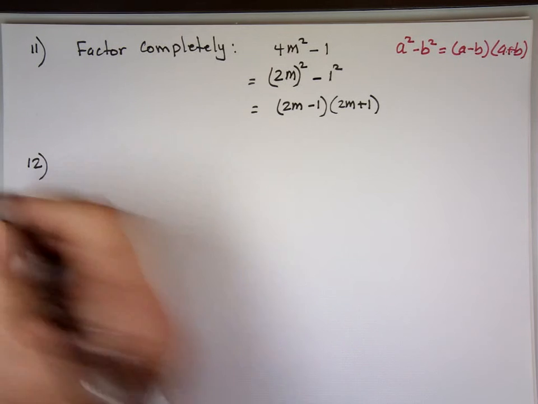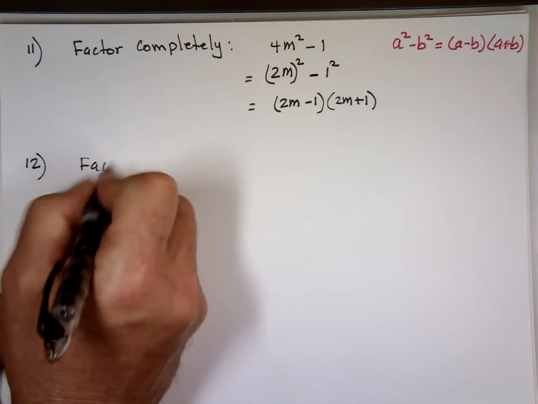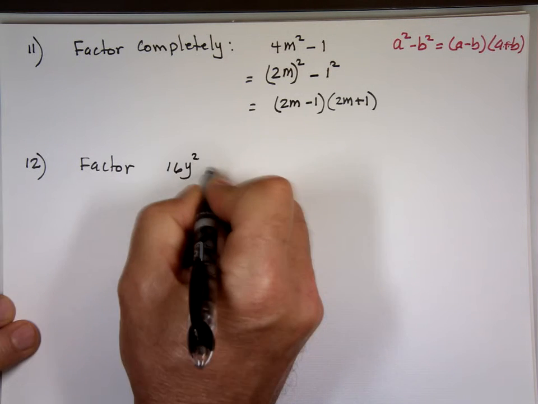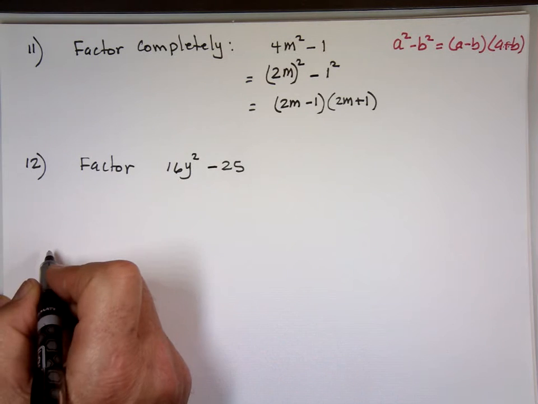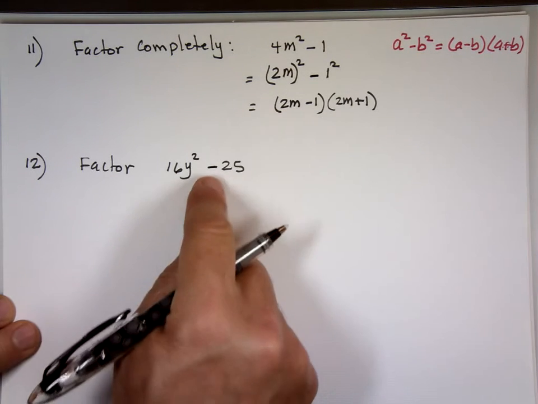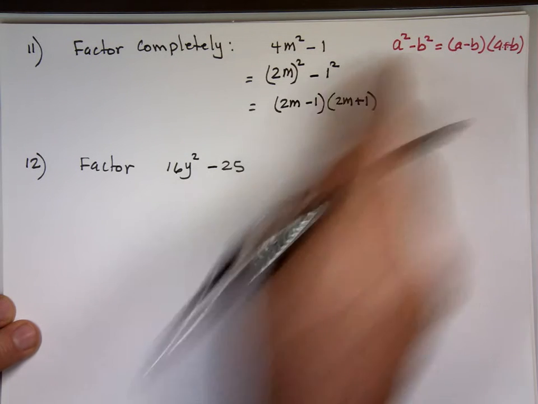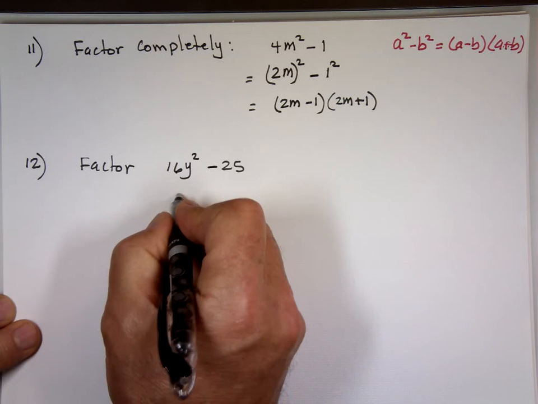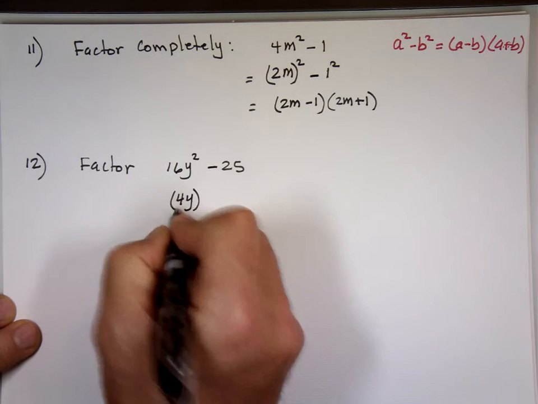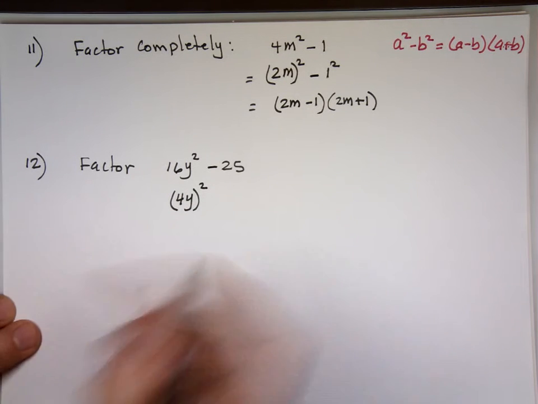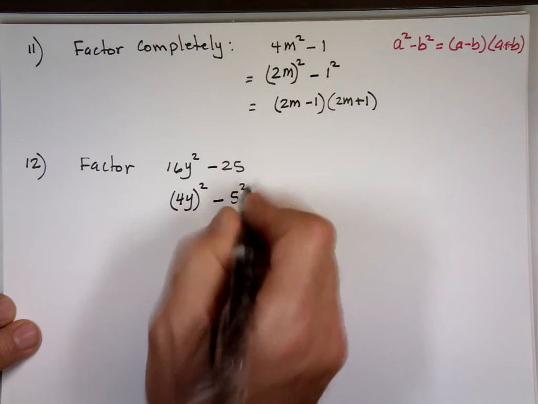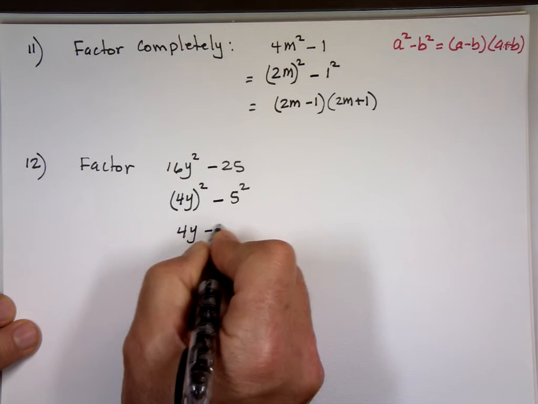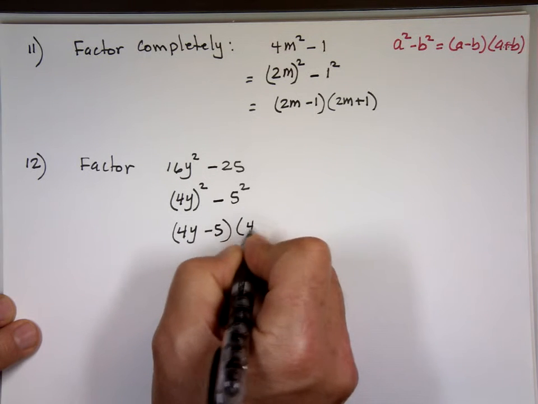On the same idea, factor again. 16y squared minus 25. Two terms, just like this, a minus sign between them, just like this. The only difference, this number is not squared and the 16 is not squared. But if I rewrite that, that becomes 4y, the whole thing squared. That's how you get that value. 25 is 5 squared. Now that matches this one. So it's 4y minus 5, 4y plus 5.